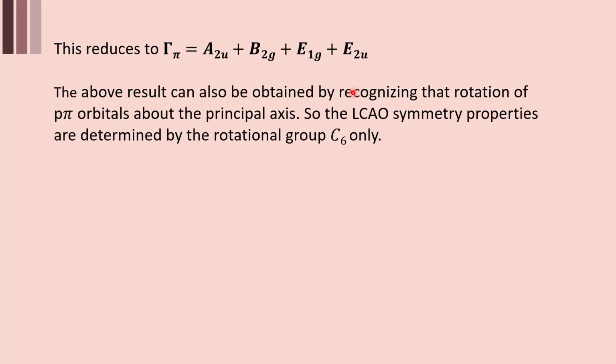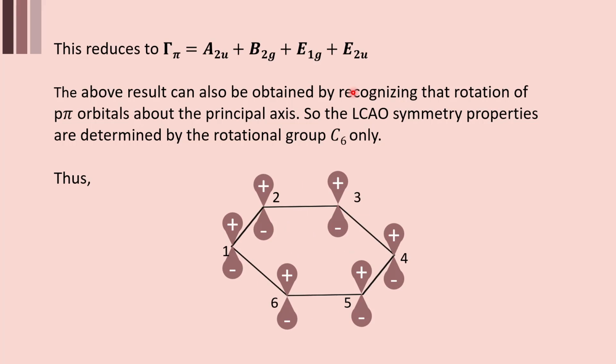The above result can also be obtained by recognizing that the rotations of p-pi orbitals about the principal axis alone can serve as the basis. Symmetry properties are determined by the rotational subgroup C6 only. Consider this figure. There are 6 pi orbitals, so you could consider the entire D6h group, but instead you can use the rotational subgroup C6, and that is sufficient in the present case. However, the character table for the C6 point group contains an exponential value, epsilon, which is e to the power 2 pi i upon 6, where i is of course the square root of -1, a complex number.